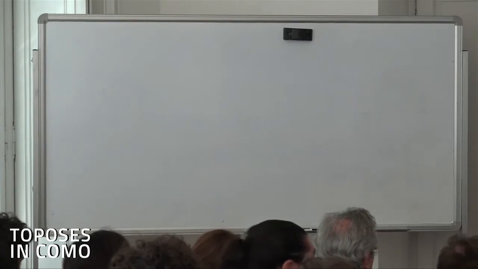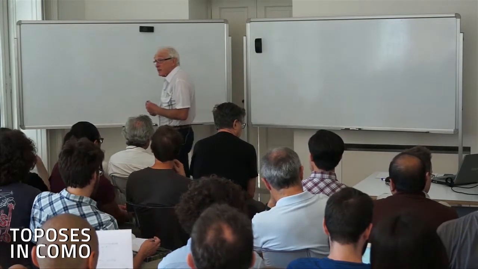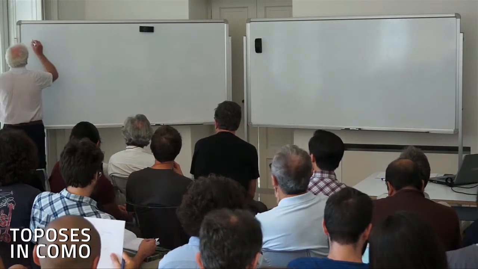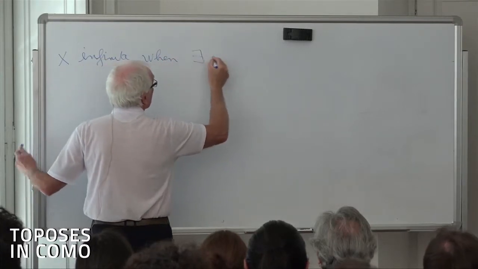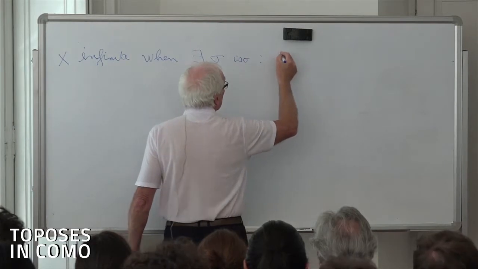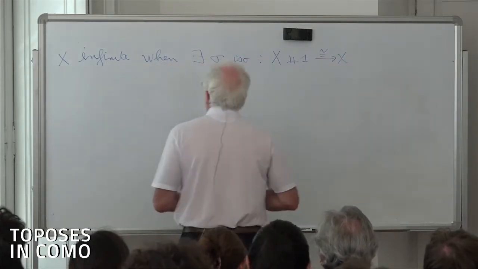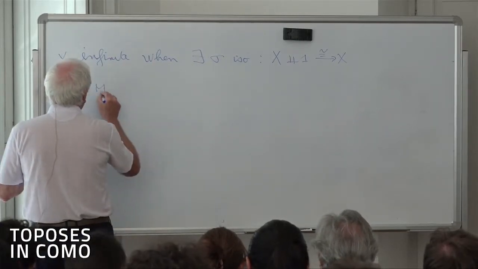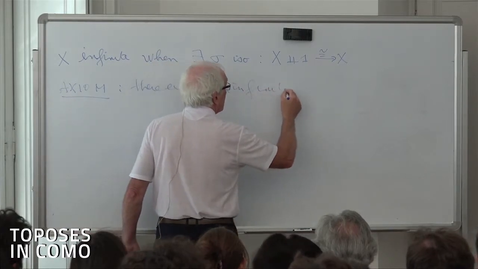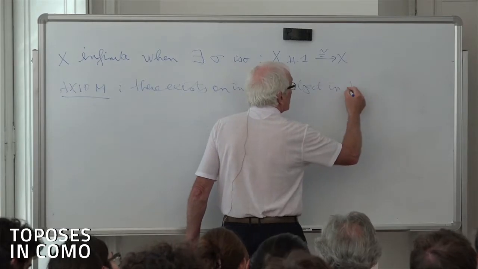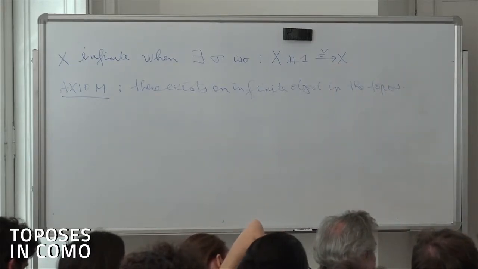But I have told you that in a topos, like in the theory of sets, you can introduce an additional axiom of infinity, which says that X is infinite when there exists an isomorphism sigma from X plus 1 to X. Axiom: there exists an infinite object in the topos. So you add this to the axioms for an elementary topos.